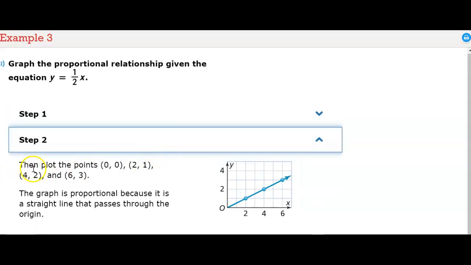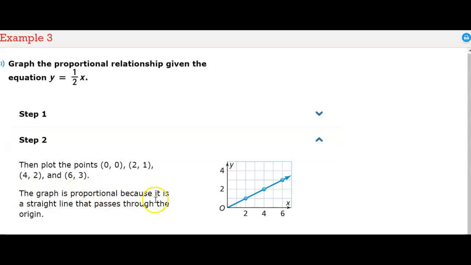Step 2, plot the points 0 and 0, 2 and 1, 4 and 2, and 6 and 3 on the number line. They've done that for us. The graph is proportional because it is a straight line that passes through the origin, which is 0.